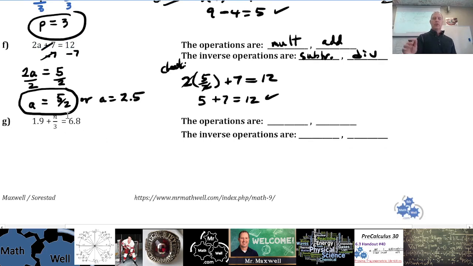Go ahead. I want you to try and do g by yourself here now. Fill in the blanks over here. I guess you don't have blanks in your paper, do you? Sorry, but fill in the blanks over here, whatever. Your operations, there should be two on each. And then go ahead and solve for n there.